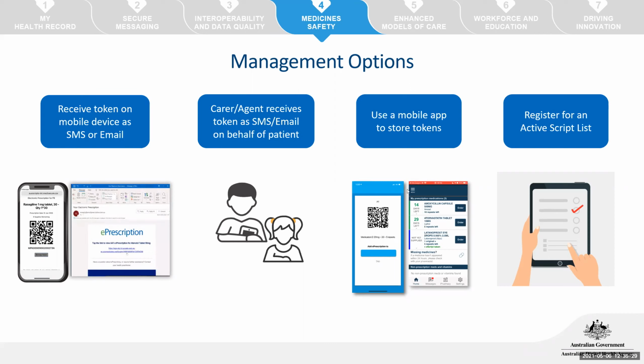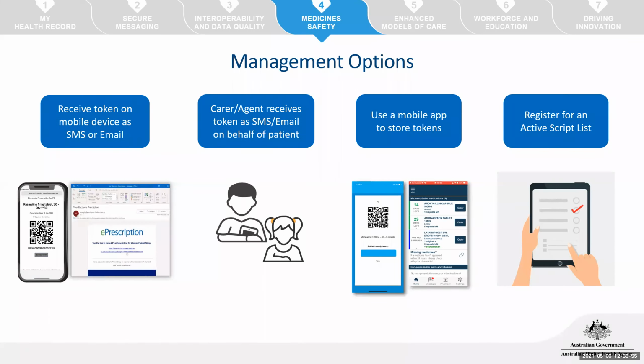And within these mobile apps, the individual will be able to store all of their tokens in the app wallet, and so that just means that they can have all of their tokens in one central place, which will just make it easier for them to find and manage rather than having to scroll through all of their previous emails or text messages to find the relevant token.